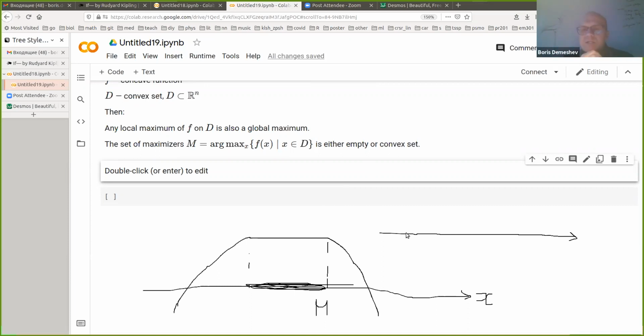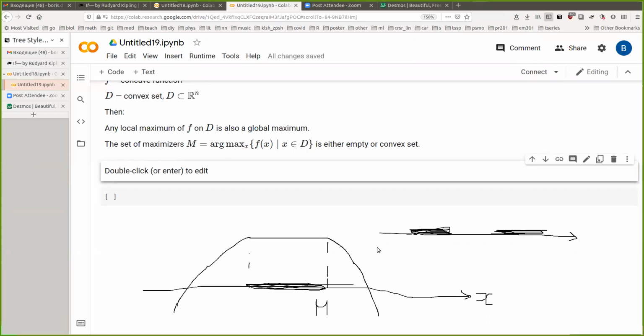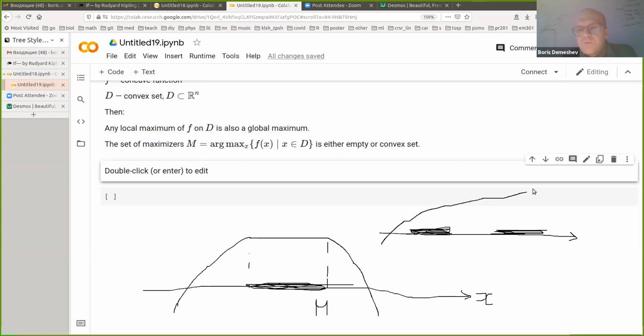My D will consist of two chunks. So this is my set D, and this is the second part of D. Okay, my set D is something like from 0 to 1 and from 5 to 6. My set D consists of two chunks, two segments. And my function is like this, just a monotonically increasing function.